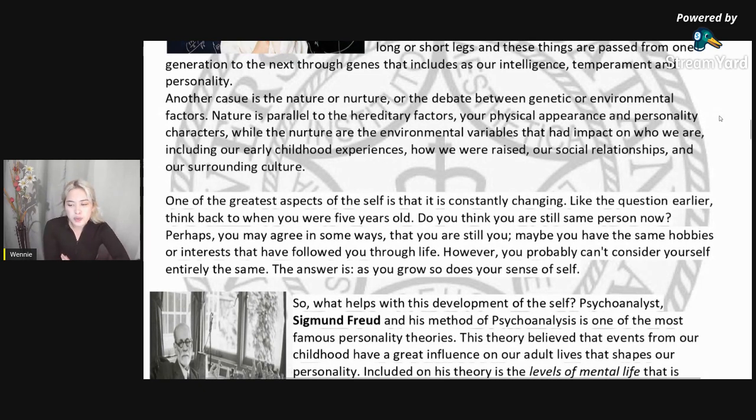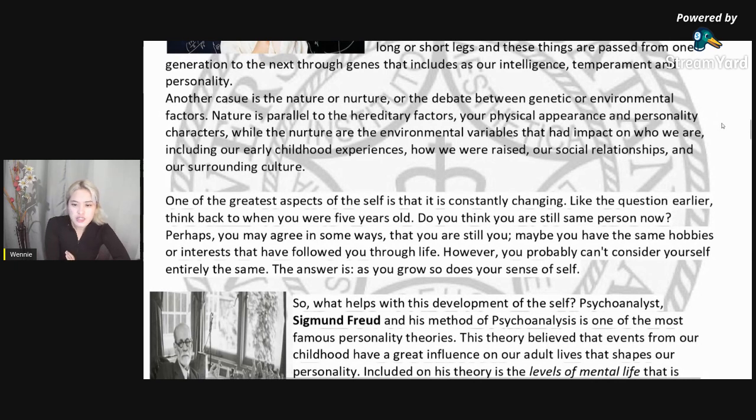So, one of the greatest aspects of the self is that it is constantly changing. Like the question earlier, think back when you were 5 years old. Do you think you are still the same person now? So perhaps you may agree in some ways that you are still you. Maybe you have the same hobbies or interests that have followed you through life. However, you probably can't consider yourself entirely the same. Because the answer is, as you grow old, so does your sense of self. Kasi hindi naman tayo palaging isip bata. We mature through process and development.